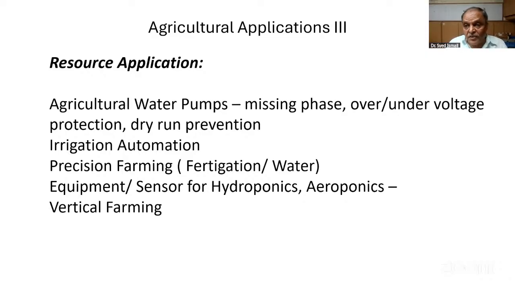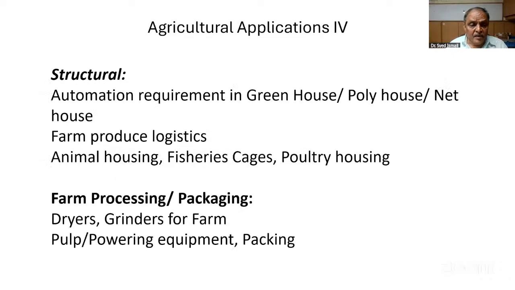Then irrigation automation is also very much lacking. If you ask somebody to apply this much amount of water, how will you do it? What is the automation technique? This is also purely electronics. Precision farming, as you know very well, aeroponics, hydroponics, vertical farming, all use a lot of sensors and electronics. In structures, we have greenhouses and polyhouses where automation is required. In India, we spend a lot of money. In Asia also, polyhouse controls are an issue even today.